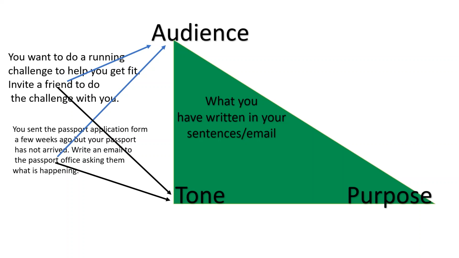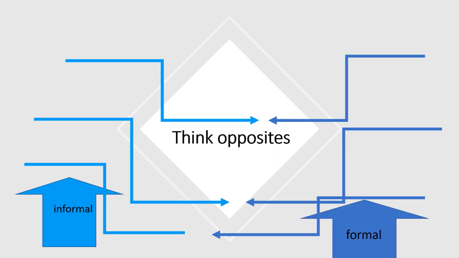But moving on to purpose, your purpose in your first example is to invite your friend. But remember, you've also got to talk about that running challenge and what it's all about and when it's going to happen. And purpose in your second example is you need to ask questions of this passport office. What's happened to your passport? But remember, you also need to give information to the passport office about when you sent off for your passport.